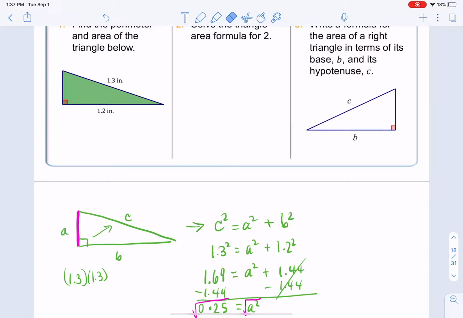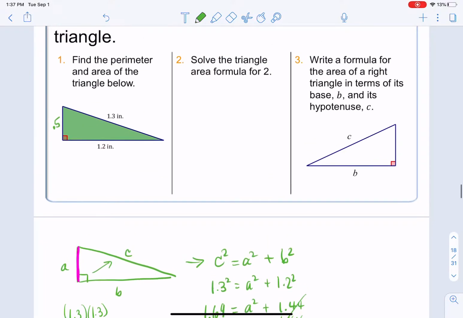Get rid of this. Put in a 0.5 on it. It is also in inches. I'll take that into account momentarily. So our perimeter is equal to my A, 0.5, plus my B, 1.2, plus my C, 1.3. And then add up all of these things. Let's see if we can tackle this without a calculator here.